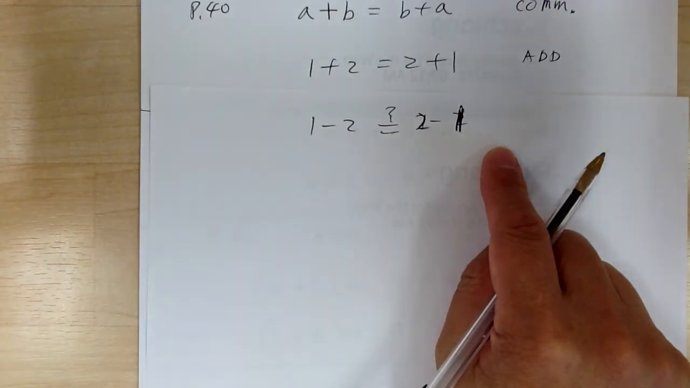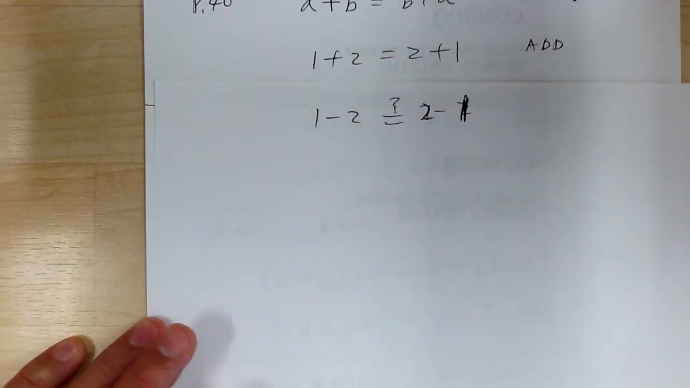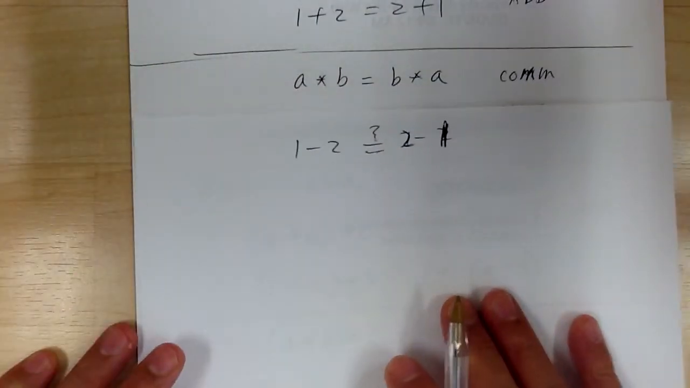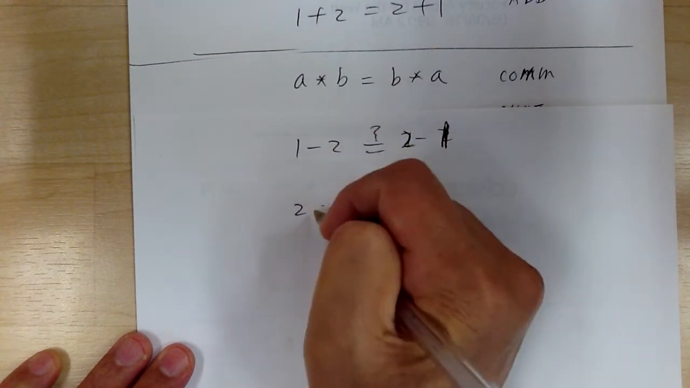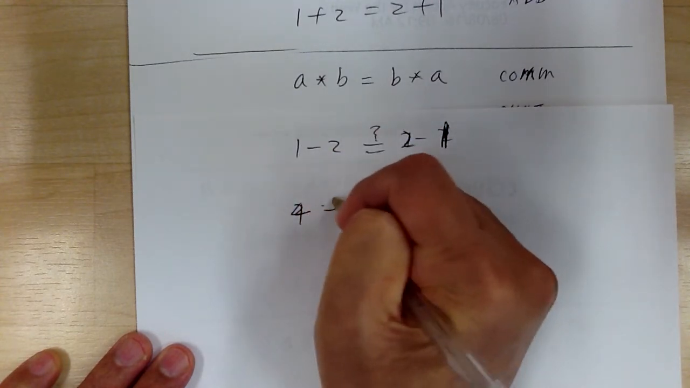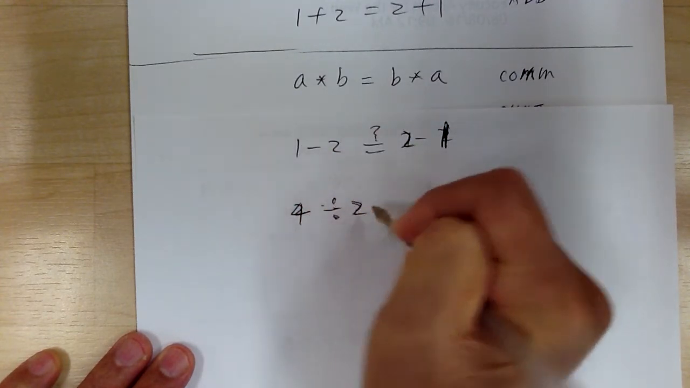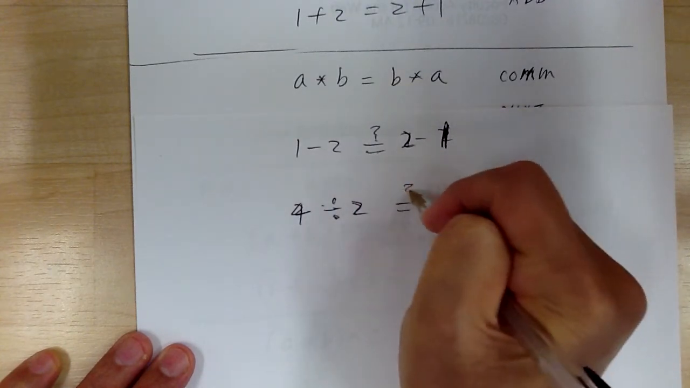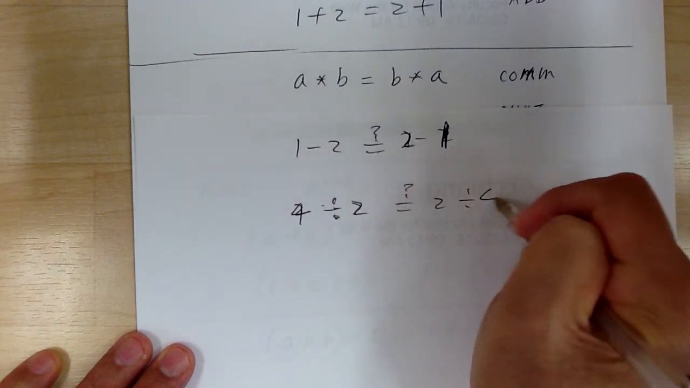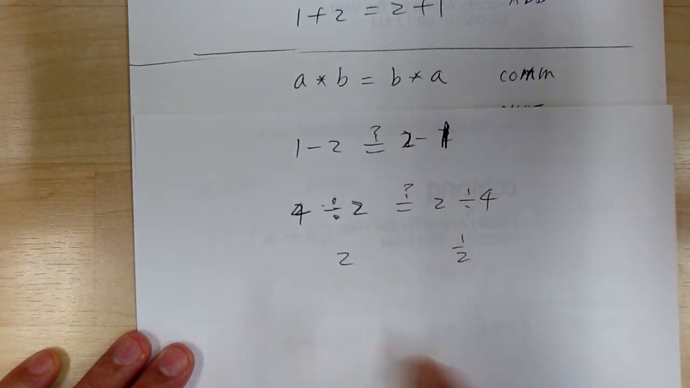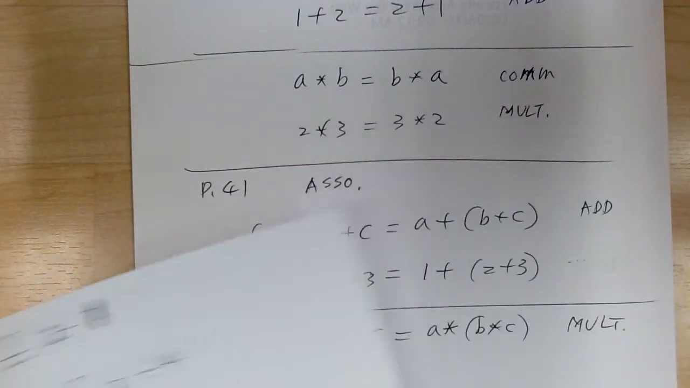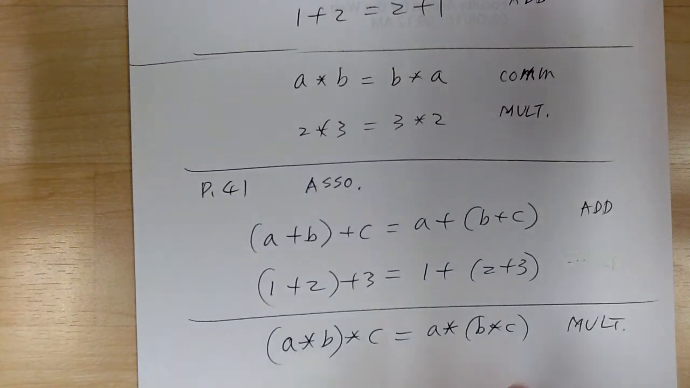The answer becomes opposite, right? Now, if you try the multiplication and change it into division, let's say you have 4 divided by 2. Does it equal 2 divided by 4? No, because this is equal to 2 and this is 1/2, right? So they're not the same. So you cannot switch.